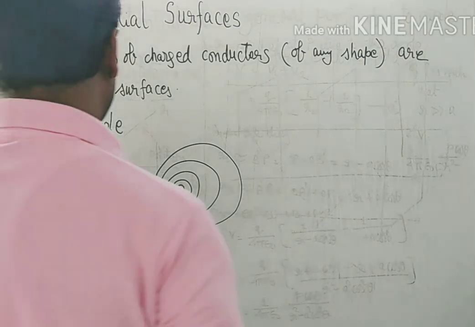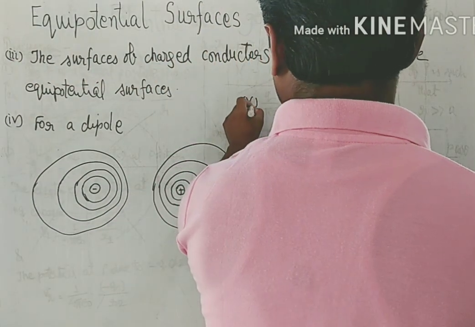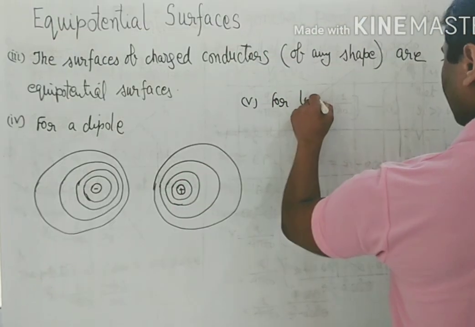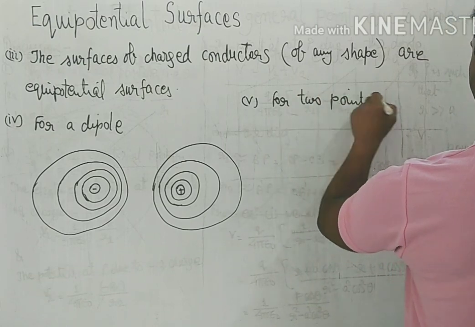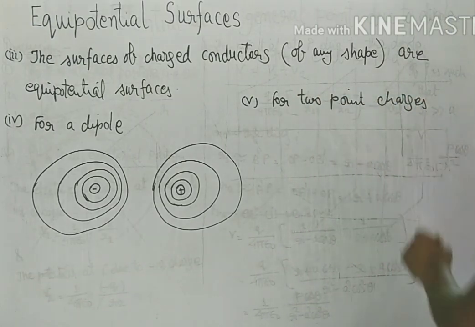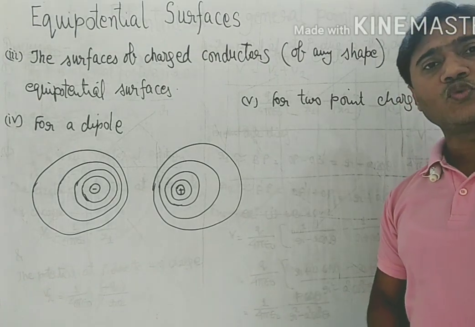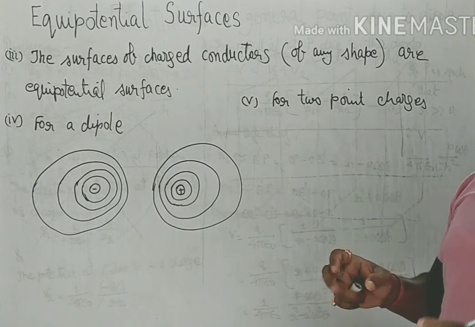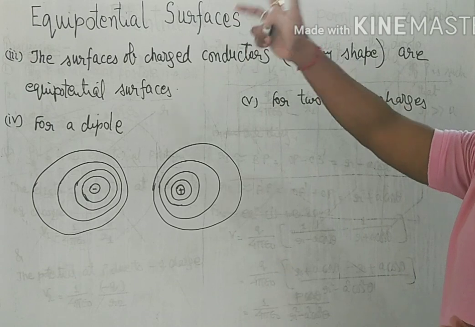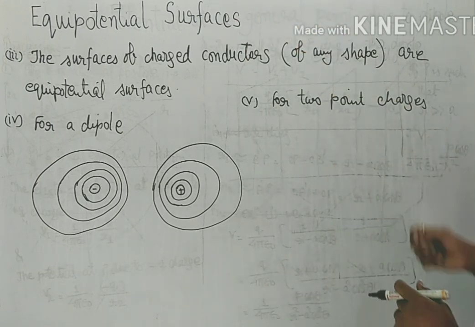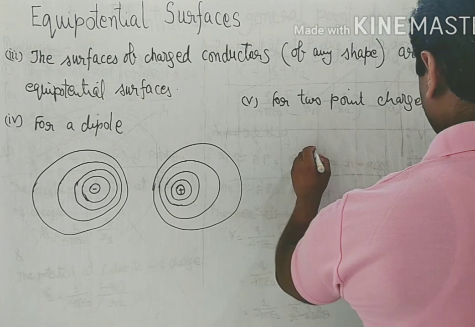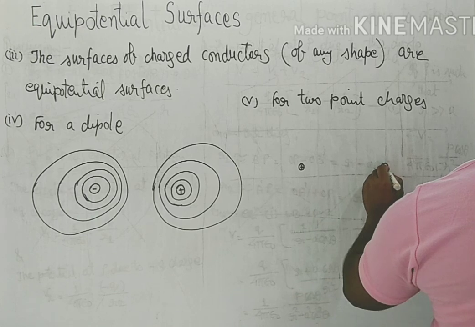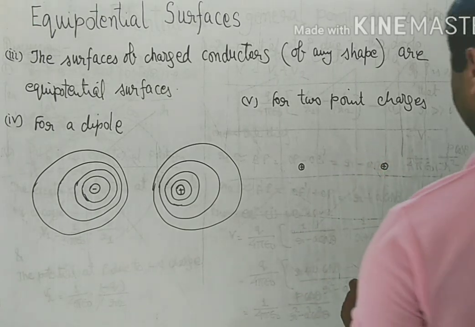Now what if we have the fifth case, for two point charges? Suppose we have two similar point charges, plus plus, kept close to each other. In that case, how do we plot the equipotential surface? So let's see, I'm just drawing. Here suppose we have this positive charge, and another positive charge here. These are two positive charges placed close to each other.